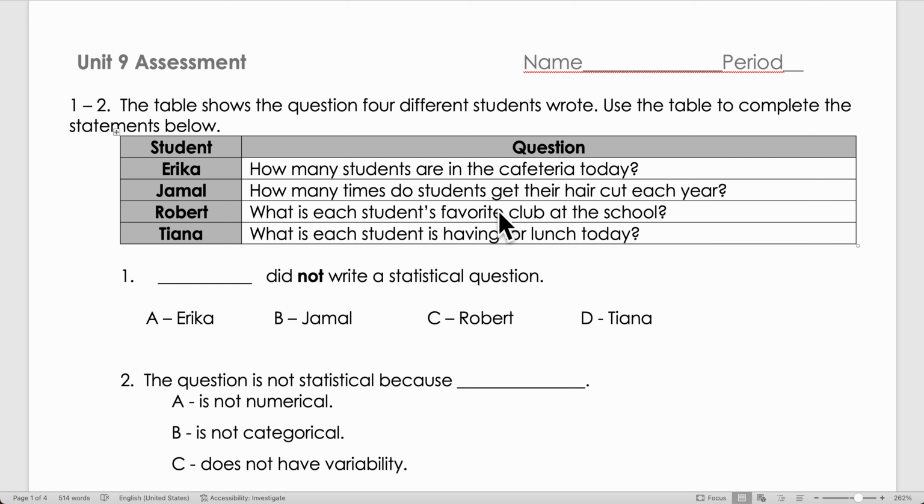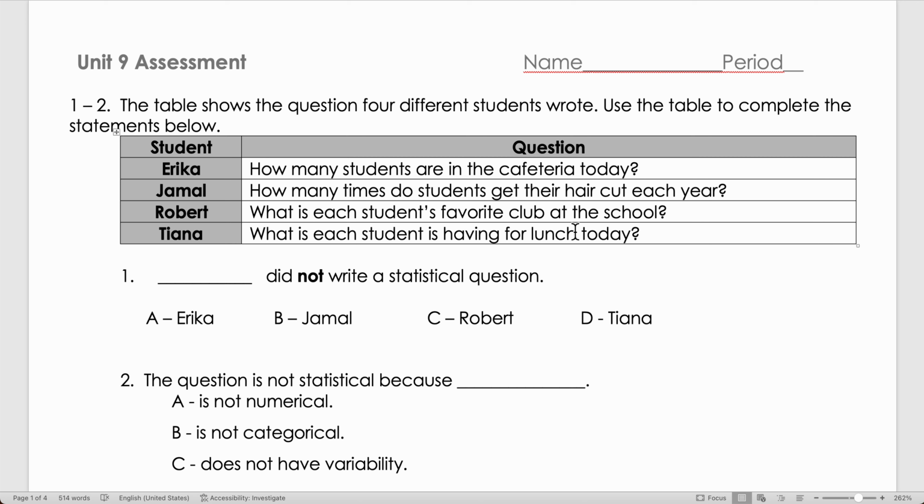Robert asks, what is each student's favorite club at the school? Well, again, he could ask as many students as he wants, and there's maybe not an endless number of responses, but there's a pretty good number of responses. There's a lot of clubs, and students could answer that their favorite club is art club or music or video games or whatever. So Robert did do it correctly.